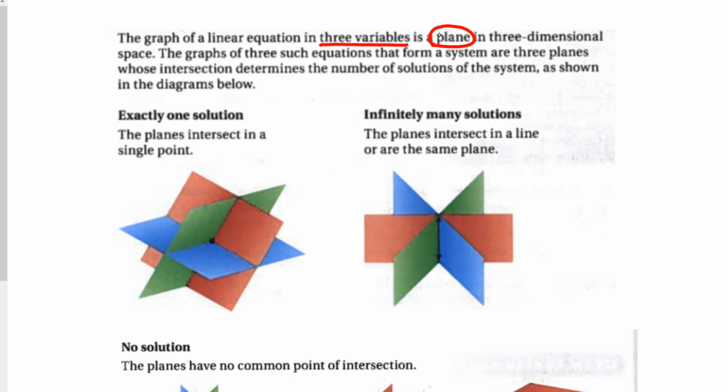It's possible that all three planes intersect in exactly one point, as we see here in the first picture, and so there would be exactly one solution. It's also possible that all three planes intersect in a line, in which case you would have infinitely many solutions, all the points along the line, or if they're actually all the same plane, then you would also have infinitely many solutions.